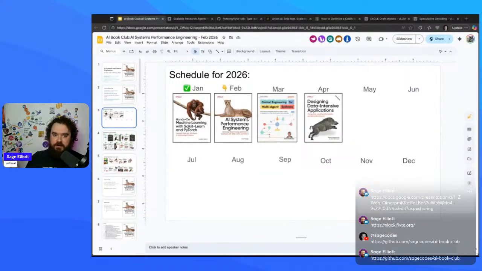So far for this year, last month we read Hands-on Machine Learning with Scikit-Learn and PyTorch. It was really good, also a pretty beefy book. I don't know if anyone read the book this month, AI System Performance Engineering. It's over like 1,000 pages, and I picked a bad month for it because February is short. I could have used probably another week to go through it. But hopefully you went through it or part of it. It's okay if you didn't finish the book or even read the book. If you just wanted to discuss the topics, that's kind of what this stream is about. And then hopefully you'll want to check out the book later as well.